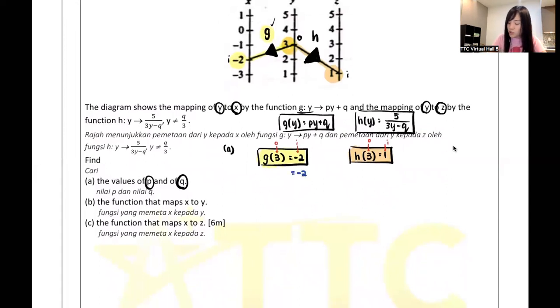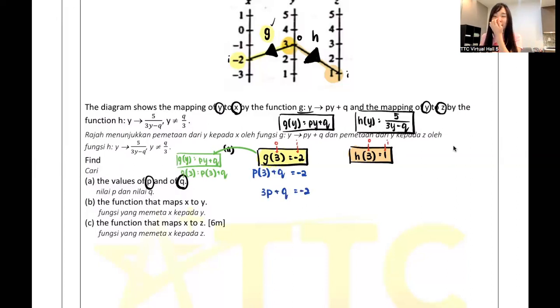So now, how do I do it? G(3) is -2. Remember, G(3) is the original G(y), and the G(y) equation is py plus q. This question wants to find G(3), so that means y becomes 3. So I write p times 3 plus q, which means 3p plus q equals -2. Again, you can see there are 2 unknowns. I don't think I can get the answer. Never mind, I do another one.